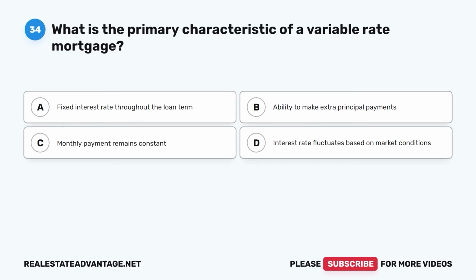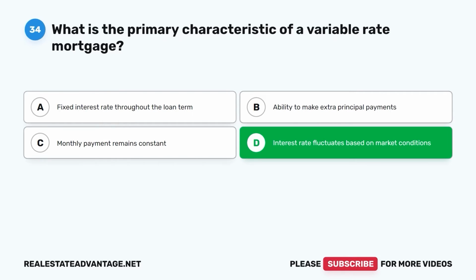Question 34. What is the primary characteristic of a variable rate mortgage? A. Fixed interest rate throughout the loan term. B. Ability to make extra principal payments. C. Monthly payment remains constant. D. Interest rate fluctuates based on market conditions.